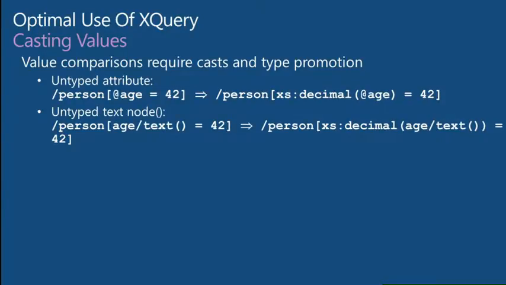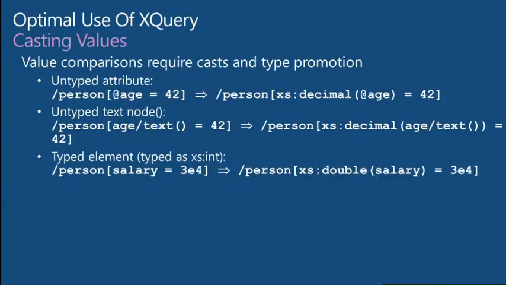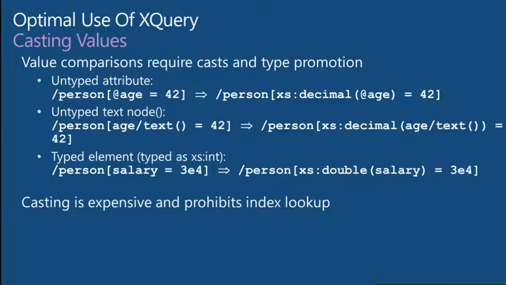If I have an untyped text node, the same thing happens. If I have a typed element that happens to have another type than my comparator, then there are some type promotion rules that XQuery has that, for example, will make this integer to float comparison into a floating point comparison. Now, all this casting is expensive and can prohibit index lookup. So you want to avoid that.